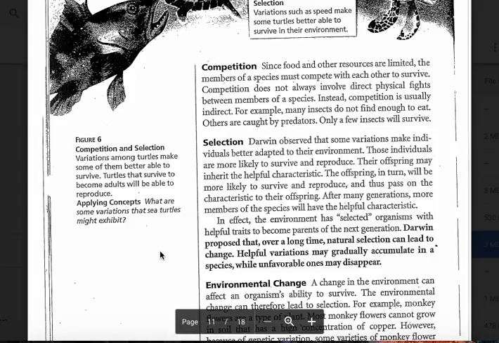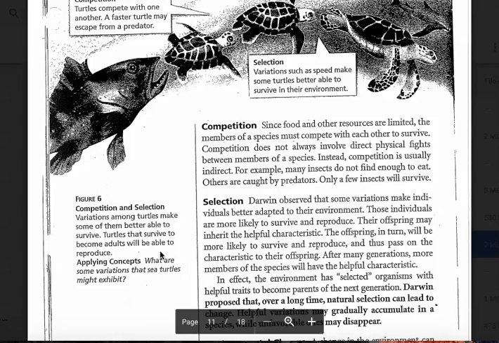Darwin proposed that over a long time, natural selection can lead to change. Helpful variations may gradually accumulate in a species, while unfavorable ones may disappear. Let's look up here for a quick second.